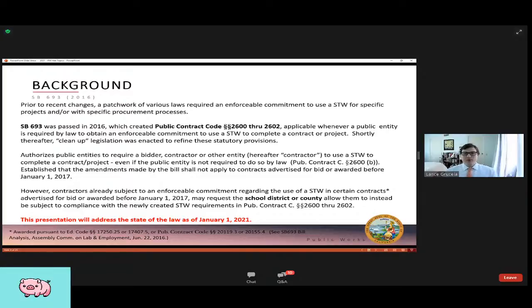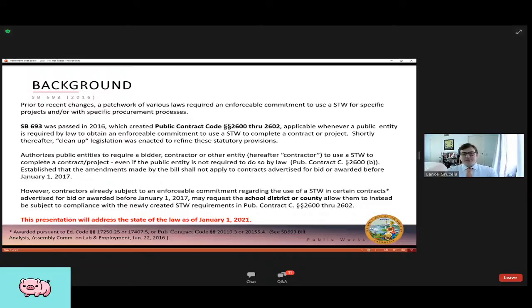So with that, we'll get into the skilled and trained workforce. I present this each time, and I think it's very important, especially because of how confusing this web of statutes can be. It's important to understand how we got to where we are today, because everyone has a different role, whether you're a contractor, an awarding body, or the Labor Commissioner's Office.